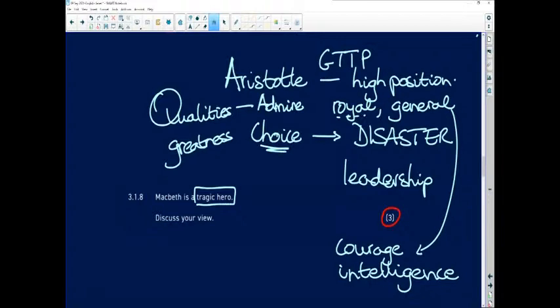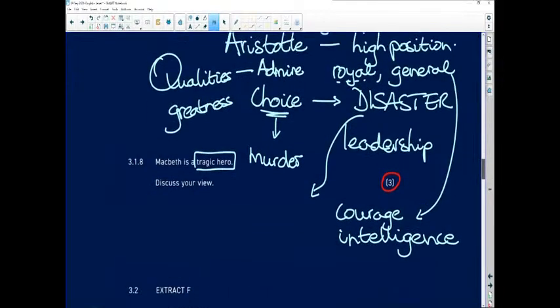But he makes a choice that leads to disaster. Does Macbeth make such a choice? Yes. He chooses murder as a way to become king. Does that lead to disaster? Yes. Now we need to know the play. How does it lead to disaster? I don't want to go into the next extract, so I'm going to plan here.